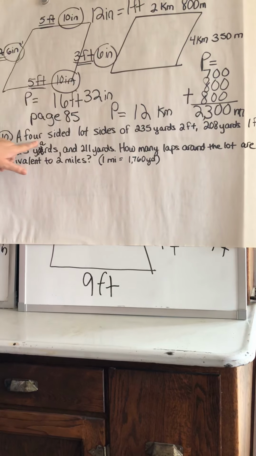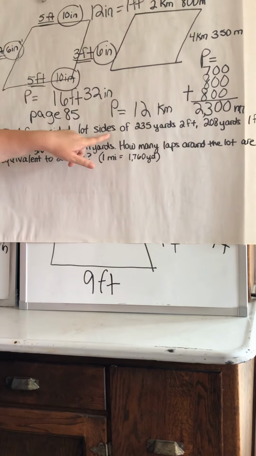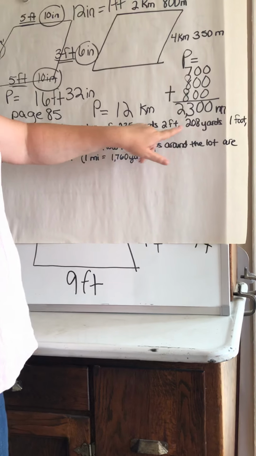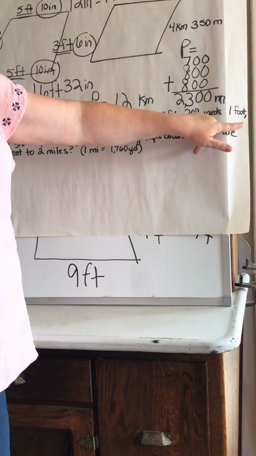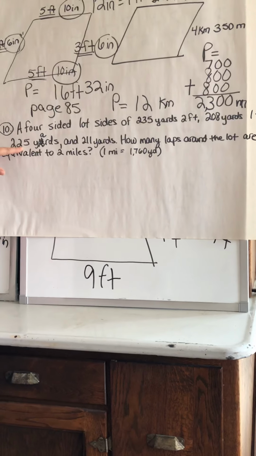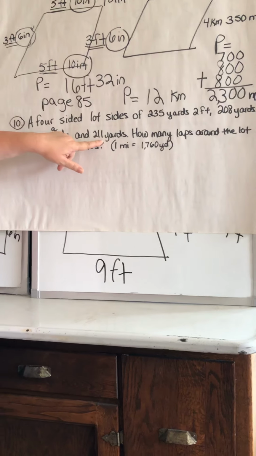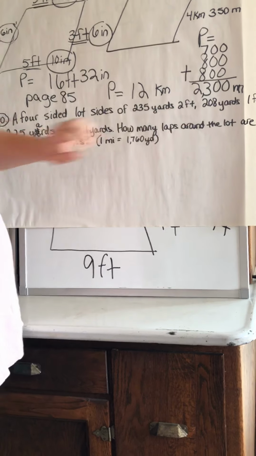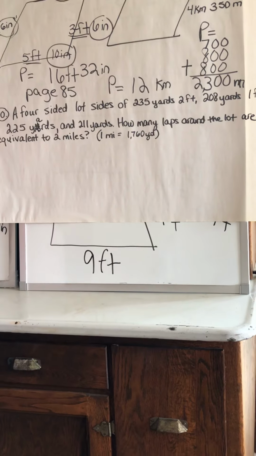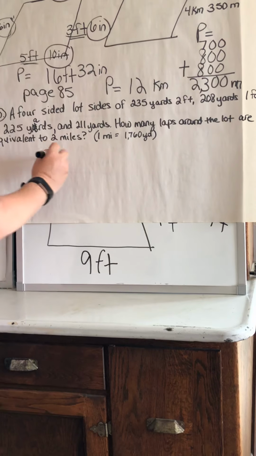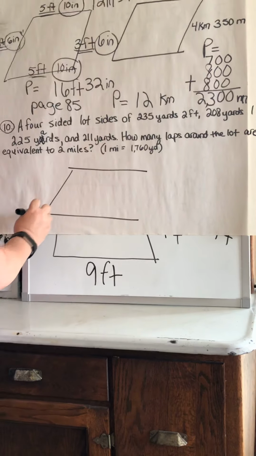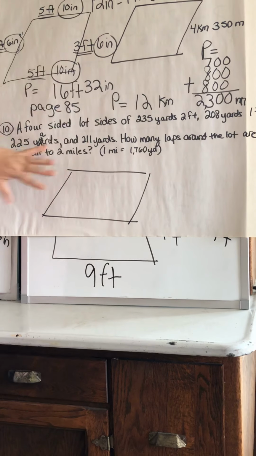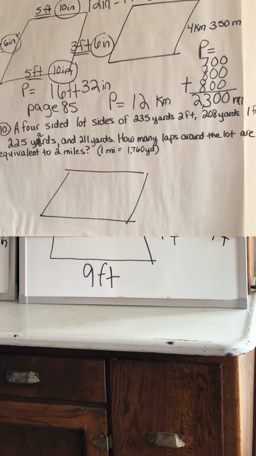Okay, it says a 4-sided lot, sides of 235 yards, 2 feet, 208 yards, 1 foot, 225 yards, and 211 yards. Okay, how many laps? So I'll tell you what, let's hold off on the second sentence, and let's go ahead and draw our figure and go ahead and place the values. Okay. First off, we've got, and this is going to be all different sizes, okay?